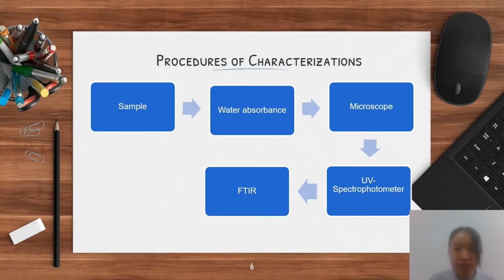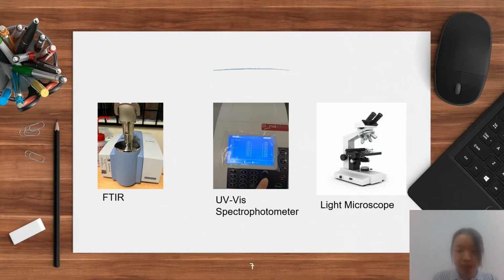Procedure of characterization. Samples went through different characterizations, such as water absorbance to determine the amount of water absorbed. Microscope is to characterize the dimension and homogenization of the nanocellulose. UV spectrophotometer is to measure the amount of light that the sample absorbs. And the FTIR is to obtain an infrared spectrum of the transmission. The FTIR, UV spectrophotometer, and light microscope are used for my research project experiment.